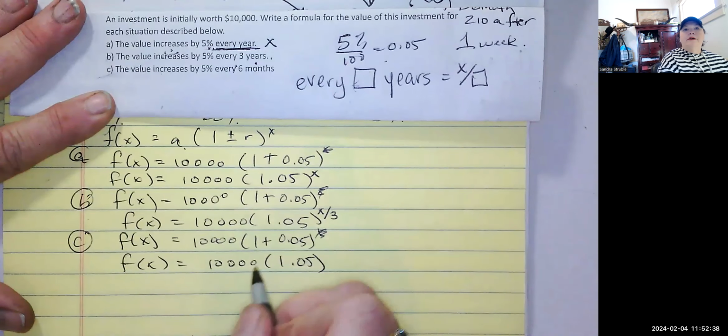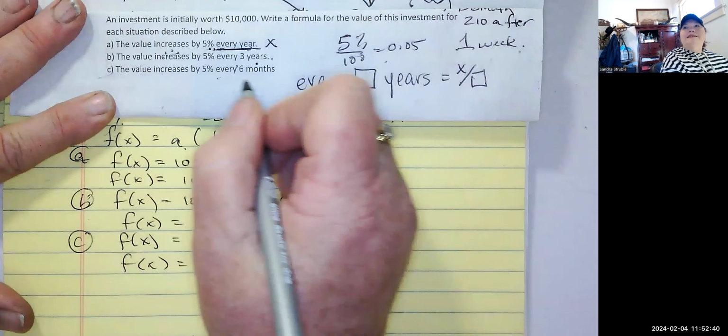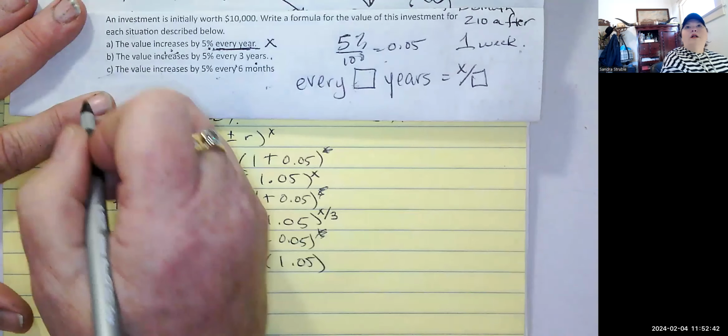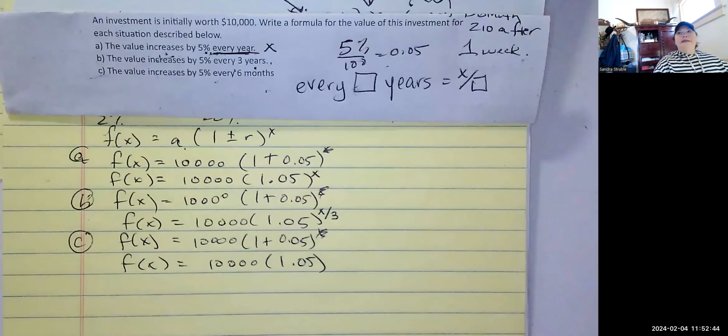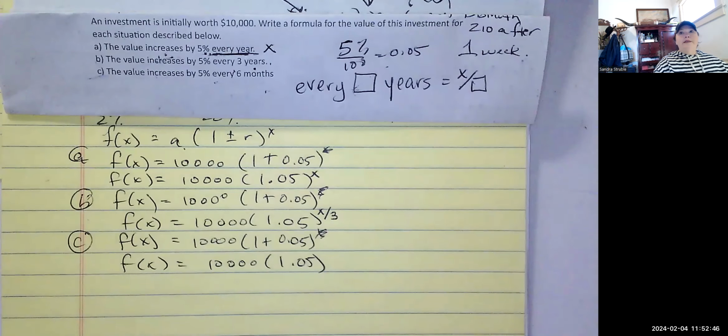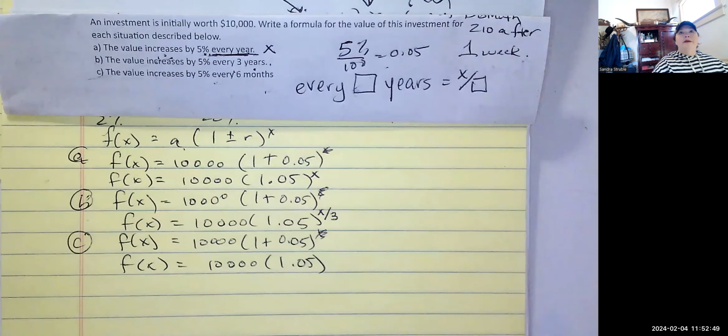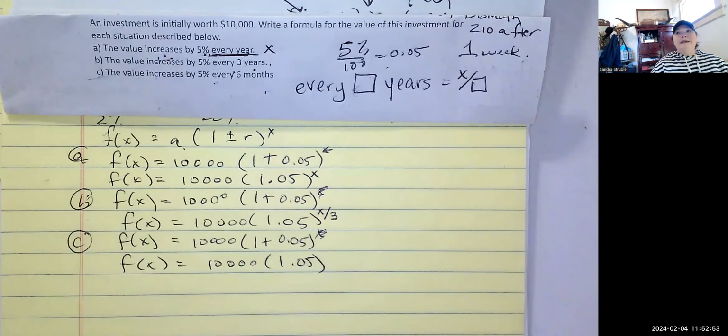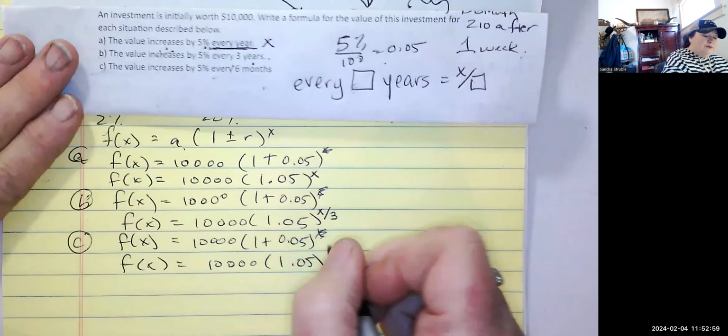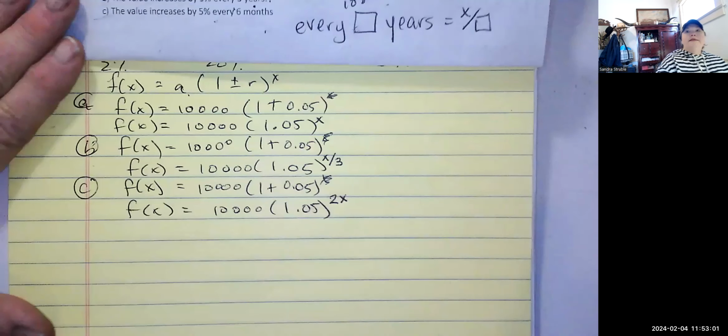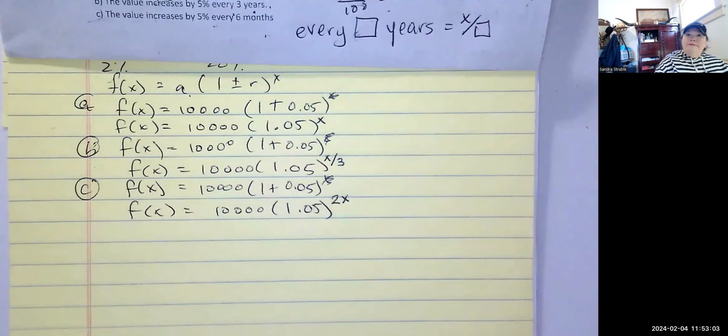All right. The next one says every 6 months. Well, that happens how many times per year? Again, this is all based on a 1 year time. So if it happens every 6 months, 6 months happens twice a year. So that means the value increases by 5% twice a year. So we're going to have to put 2x in our exponent.